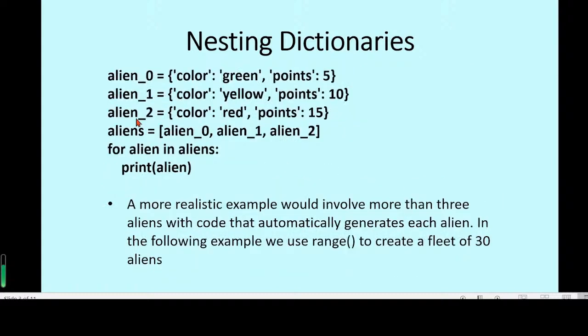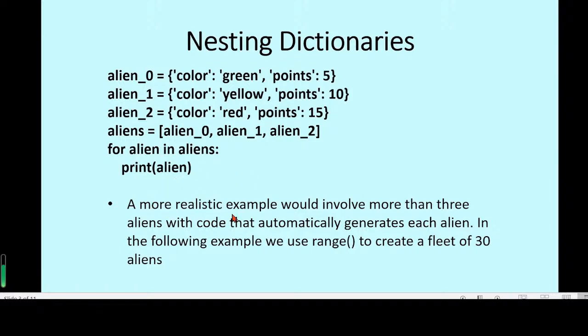So we create 3 aliens with different information, for example, different colors. Then we can store these 3 aliens in a list called aliens. Next, we can write a for loop, for alien in aliens, print out each alien. Actually, each alien is a dictionary's information with key-value pairs.